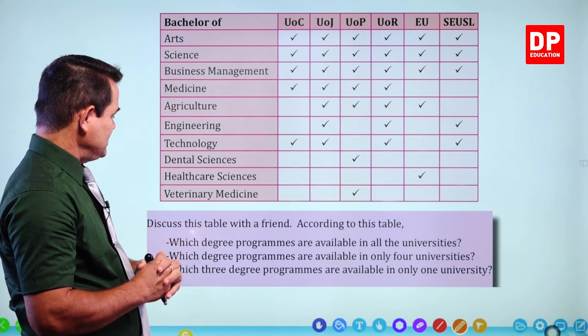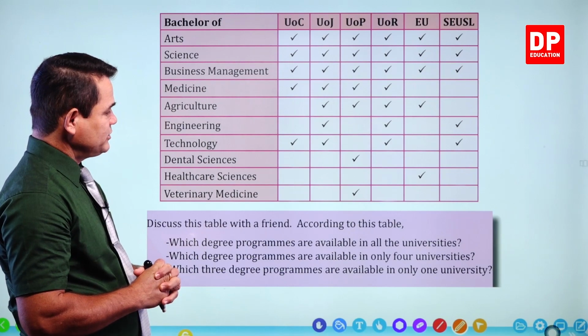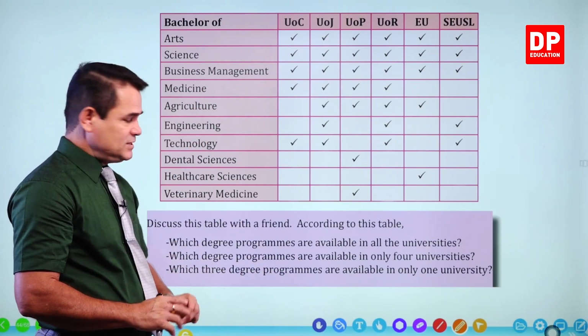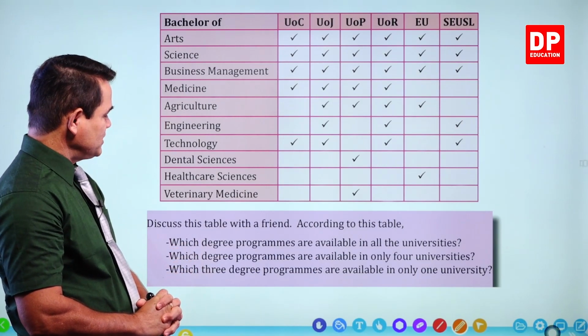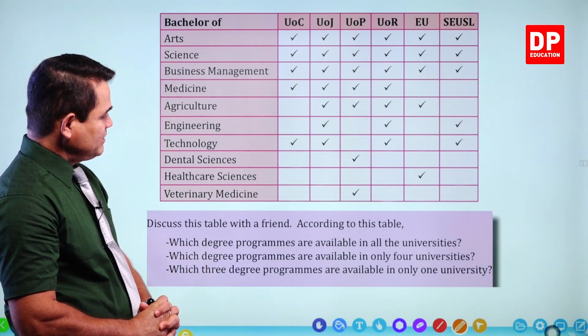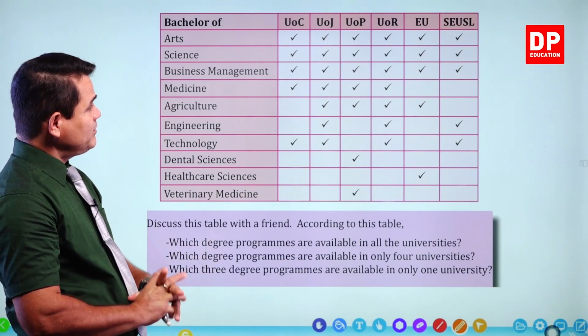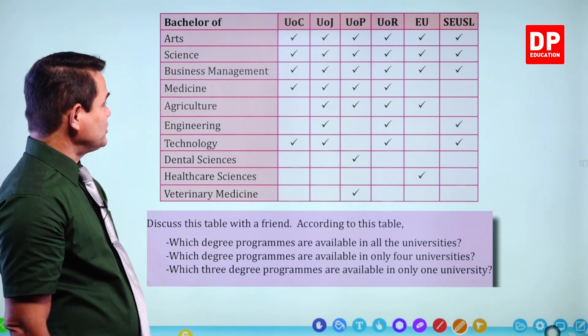Discuss this table with a friend. According to this table, now in the table, discuss these things. First one, which degree programs are available in all the universities? All the universities, which degree programs are in every university?